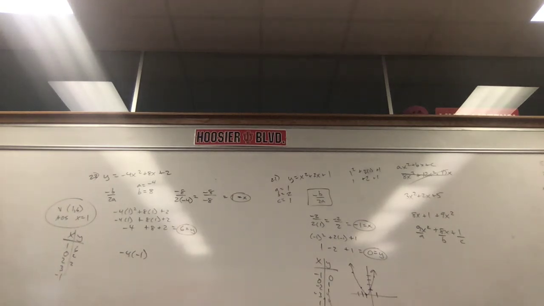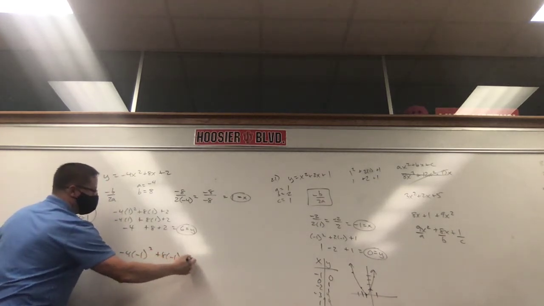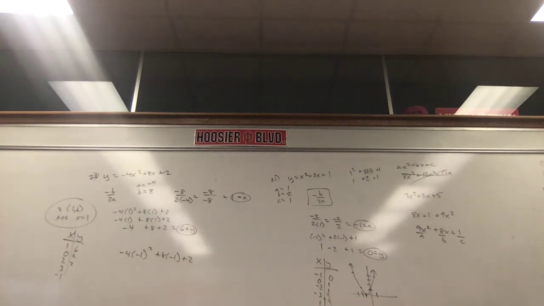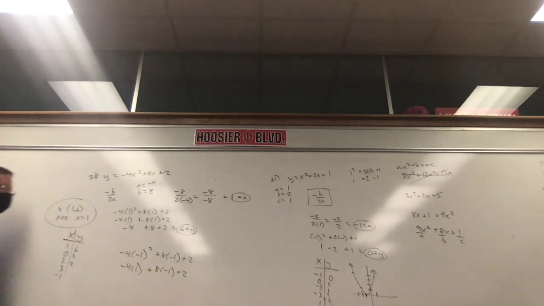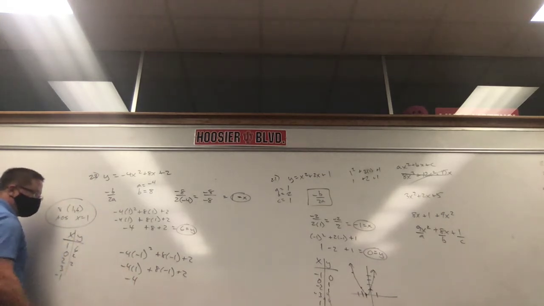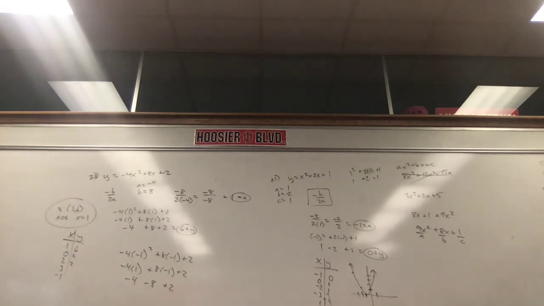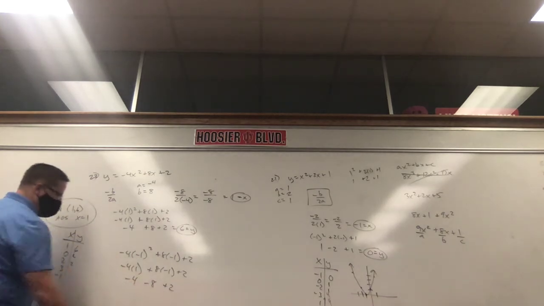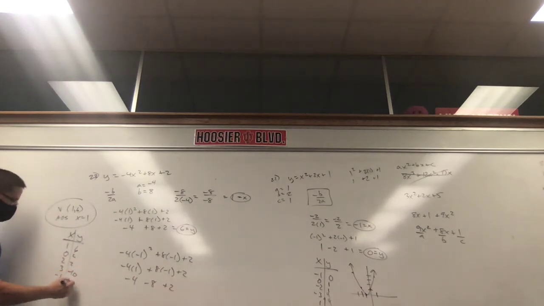Okay? So negative 4 times negative 1 squared plus 8 times negative 1 plus 2. Okay, we do negative 1 squared, negative 1 times negative 1, that's a positive 1. So negative 4 times 1 plus 8 times negative 1 plus 2. Negative 4 times 1 is negative 4. 8 times negative 1 is negative 8 plus 2. So we have negative 4 minus 8 more is negative 12. Negative 12 plus 2 is negative 10.